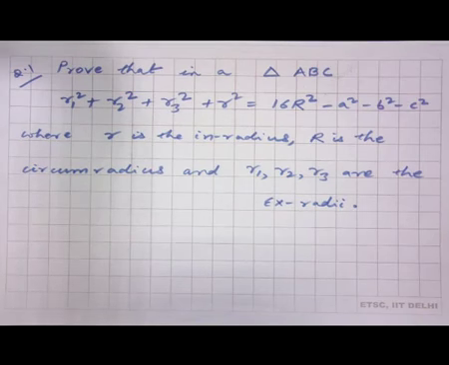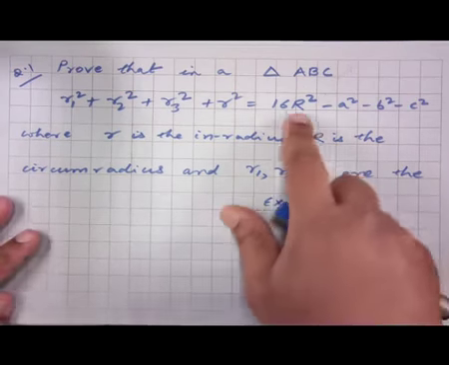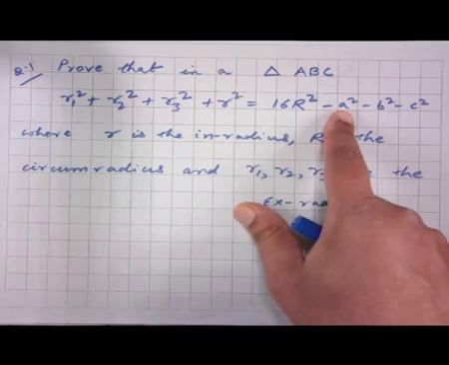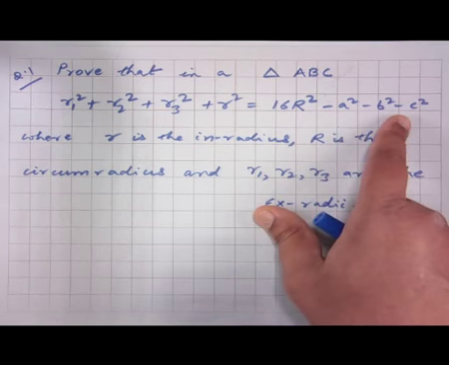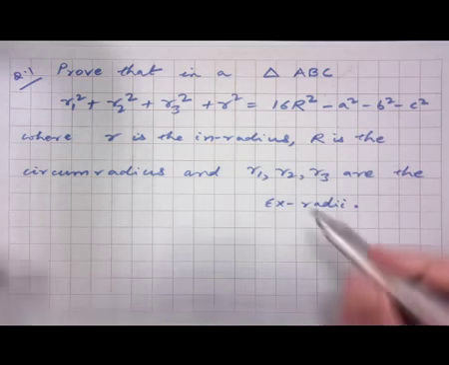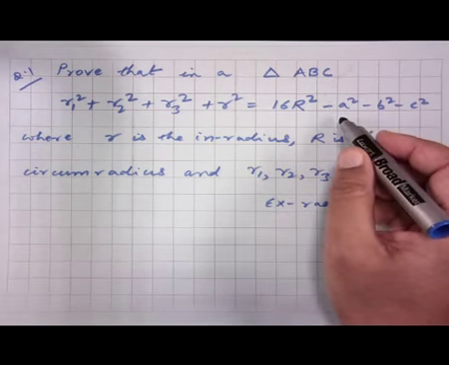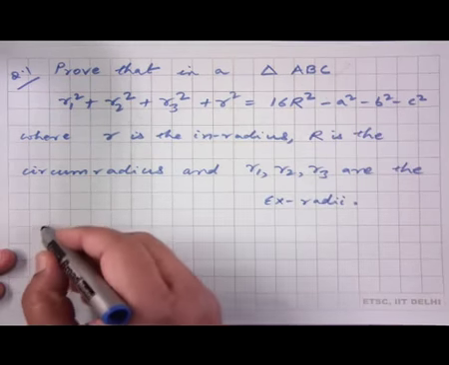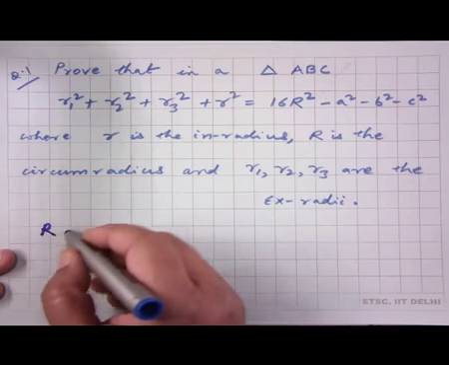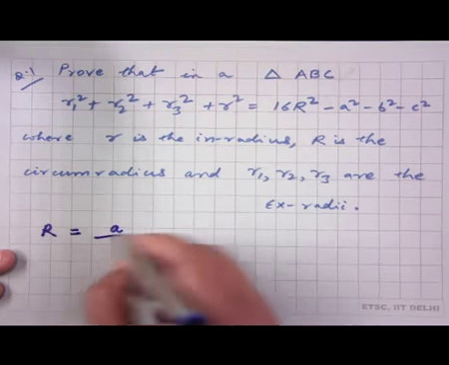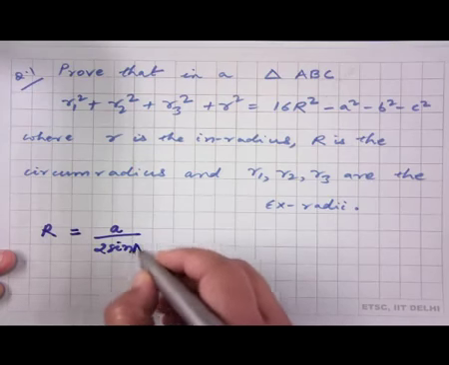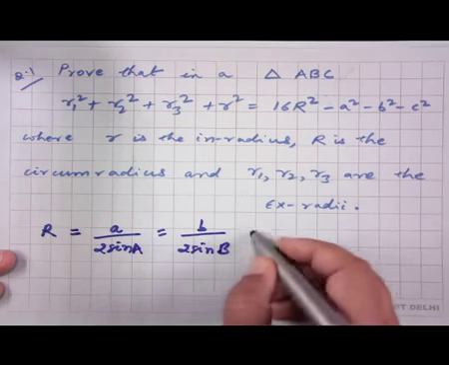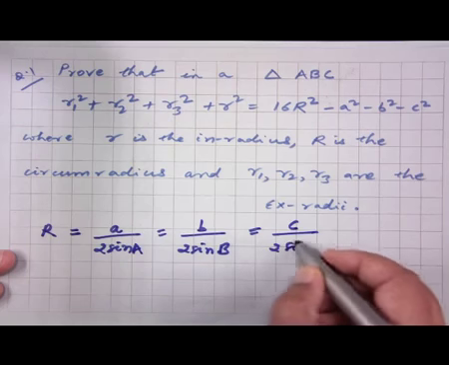What we see on the right hand side is the square of the circumradius, and then the squares of the sides of the triangle. So, this reminds us of one identity that we know, which is that the circumradius R is equal to a upon 2 sine A is equal to b upon 2 sine B is equal to c upon 2 sine C.